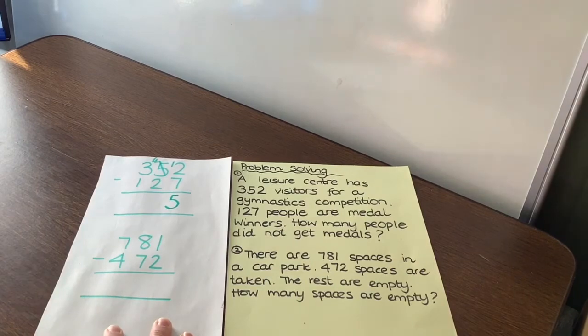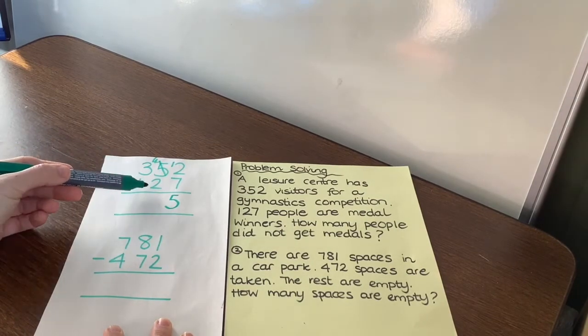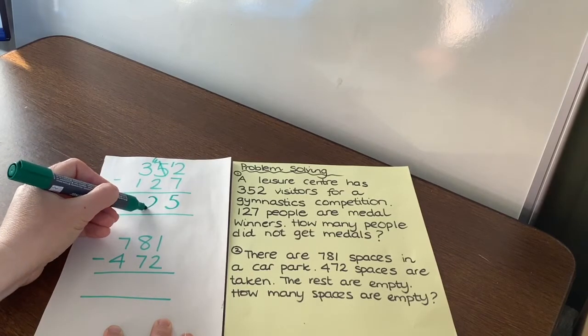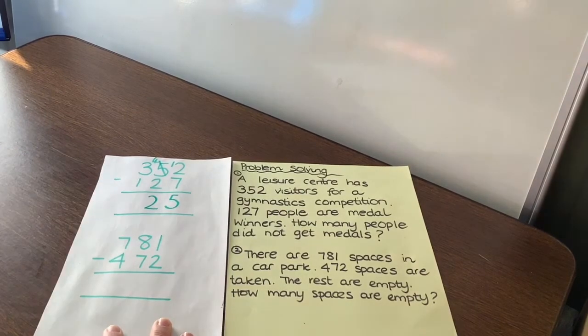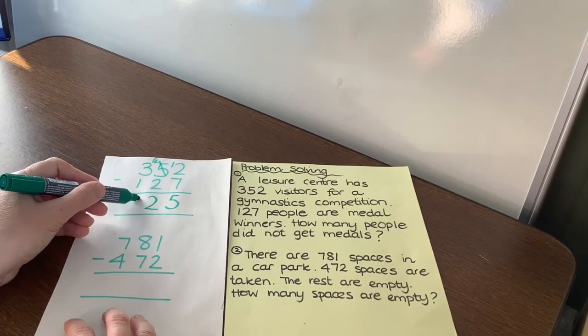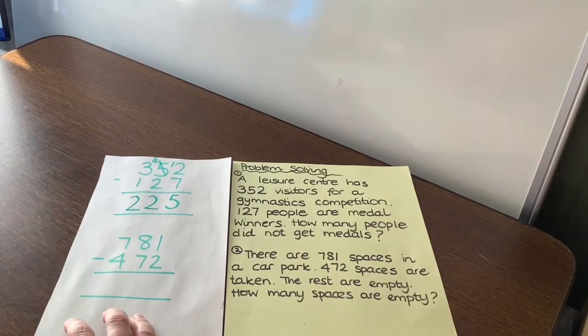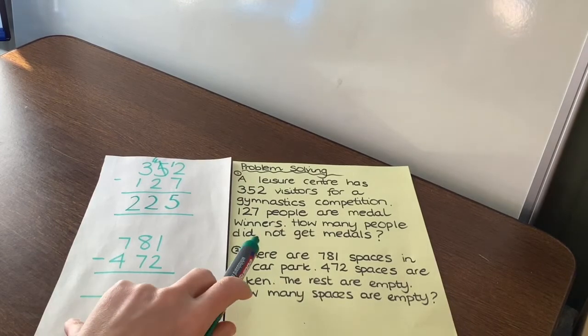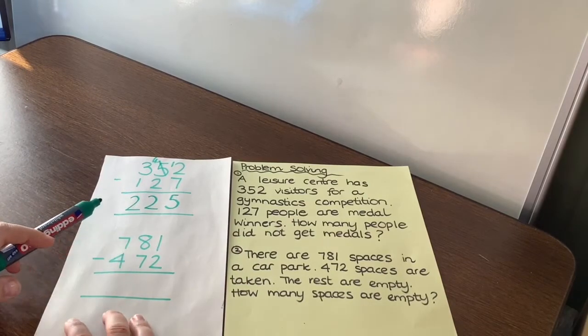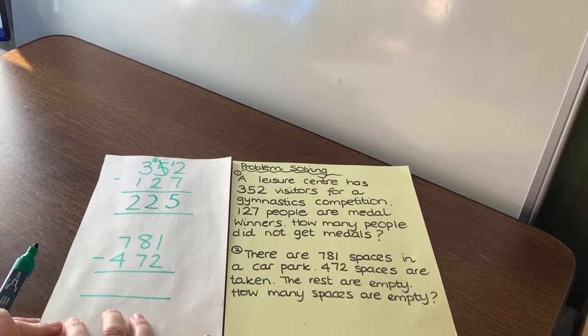And then we have 4 tens, and we need to subtract 2 of the tens, so that means we'd have 2 tens. And then we have 300, and we need to subtract 1 of the hundreds. That means there'll be 200 left. So 352 subtract 127 equals 225. So how many people did not get medals? 225 people. Let's try the second one.